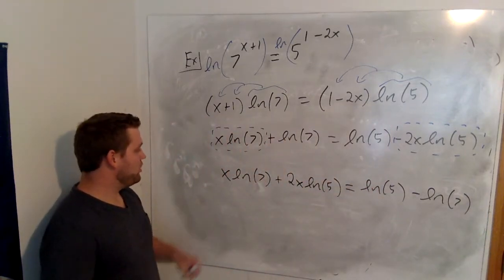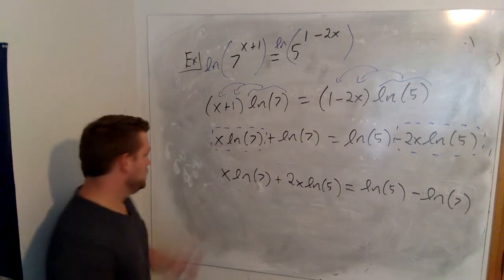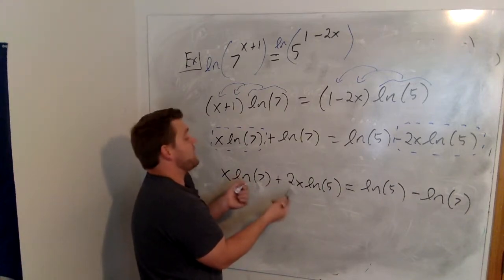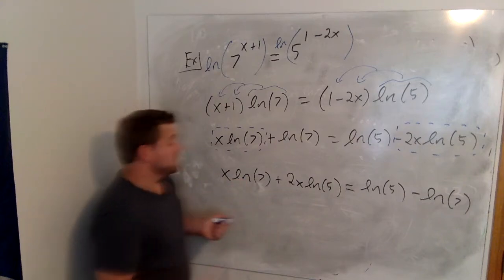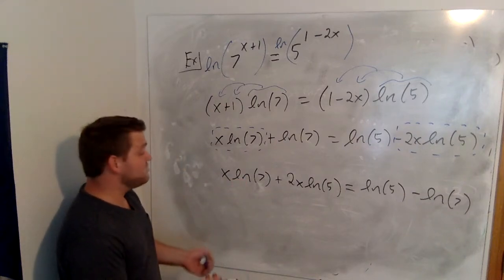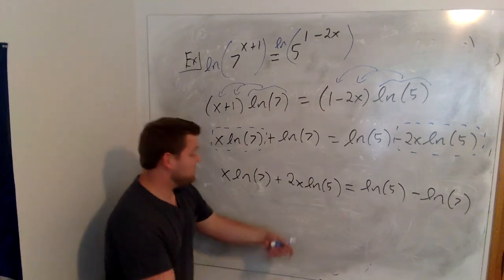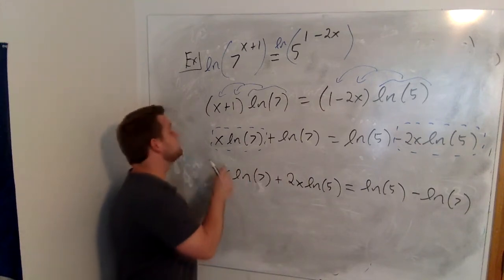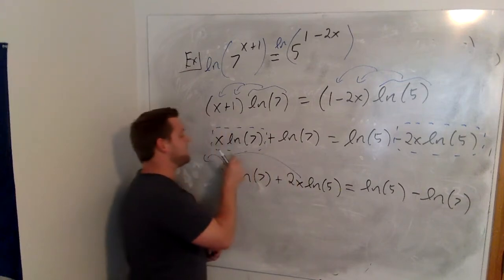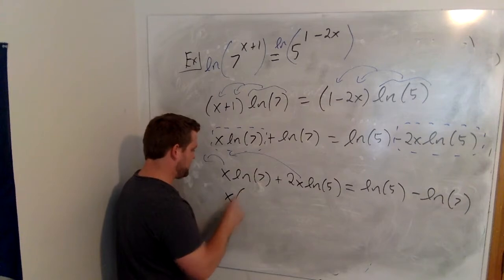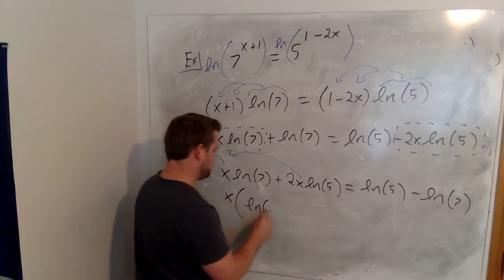Okay. What can we do from here? Well, why did we want all our x's on one side? This is really a similar strategy to when we were trying to find the inverses of rational functions. The reason we like all our x's on one side is because we can factor out an x from each term. So factoring out this x, we're going to be left with, what? The natural log of 7.